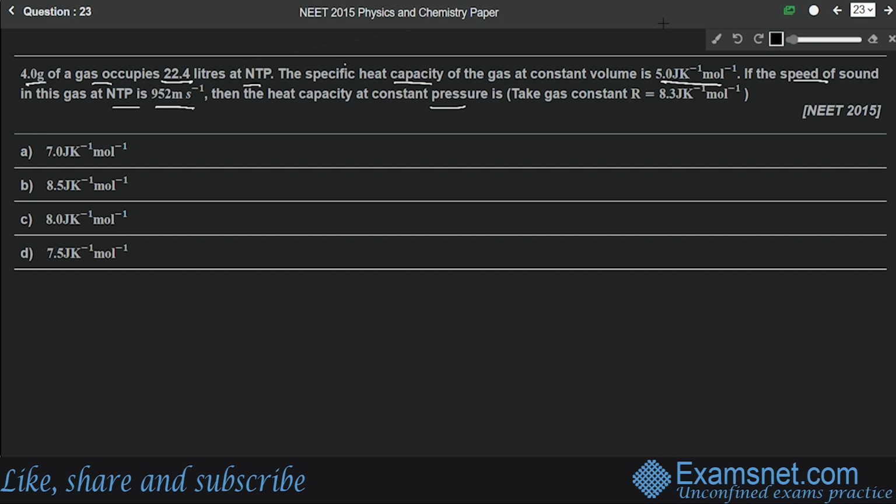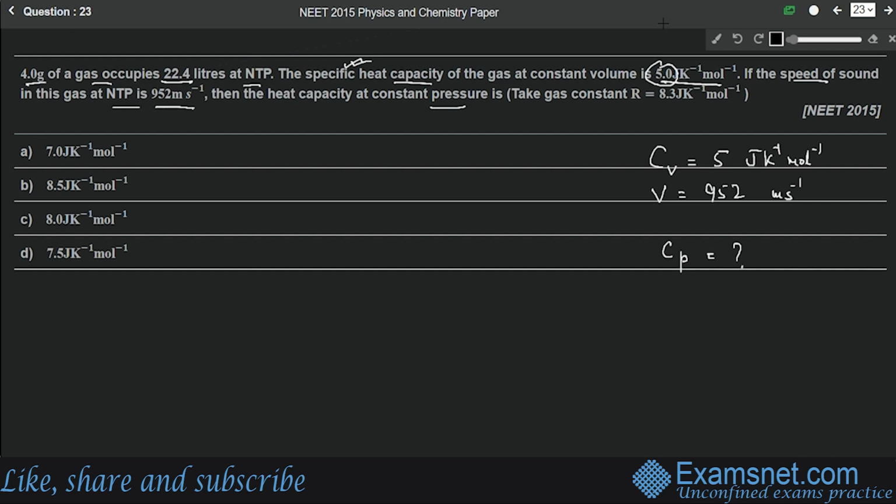It is given that the specific heat capacity of the gas at constant volume is 5 joule per Kelvin per mole. That means Cv is given as 5 joule per Kelvin per mole. Then the speed of the sound V is given as 952 meter per second. And we have to find out the heat capacity at constant pressure. That means we have to find the value of Cp.